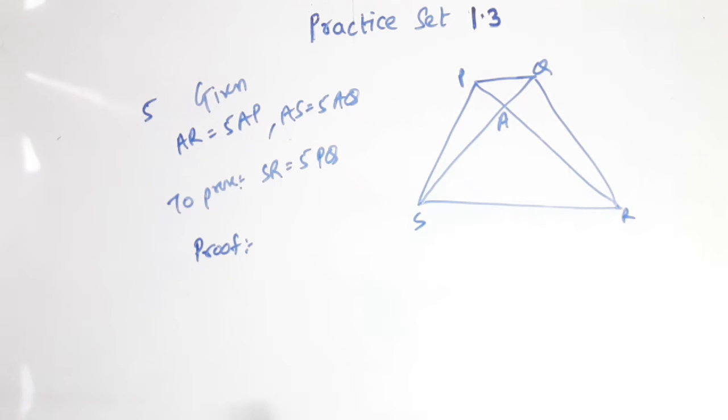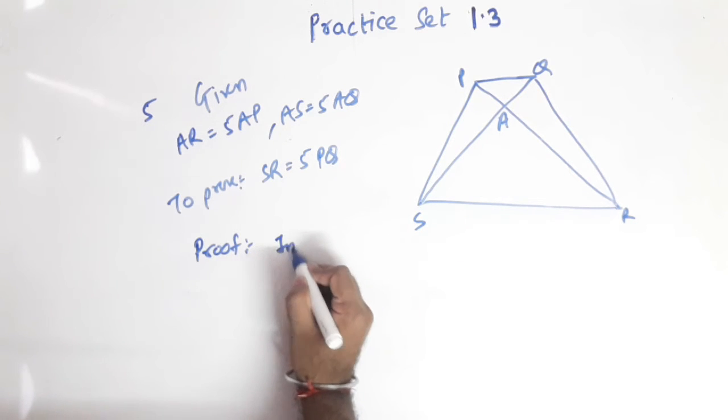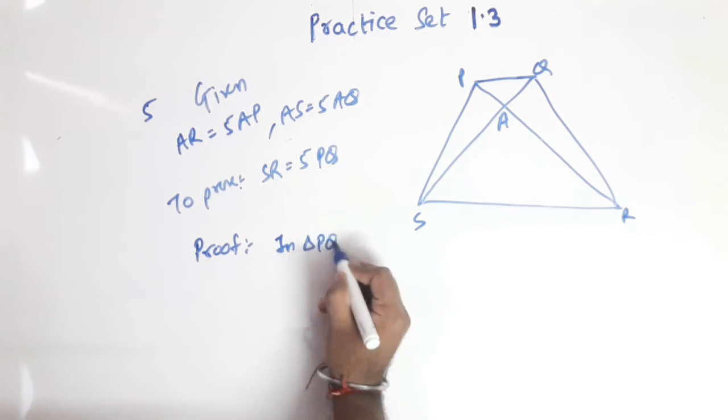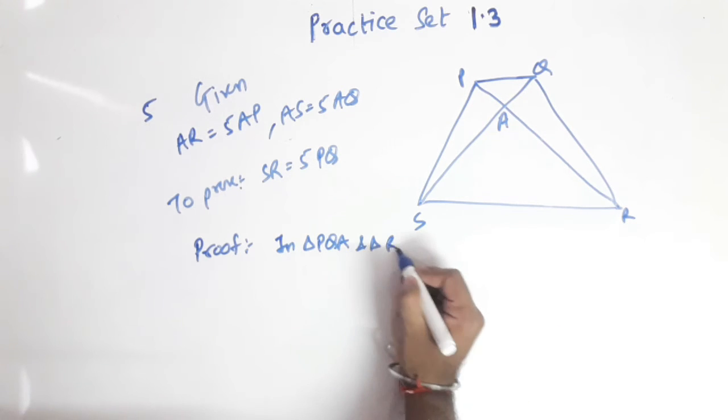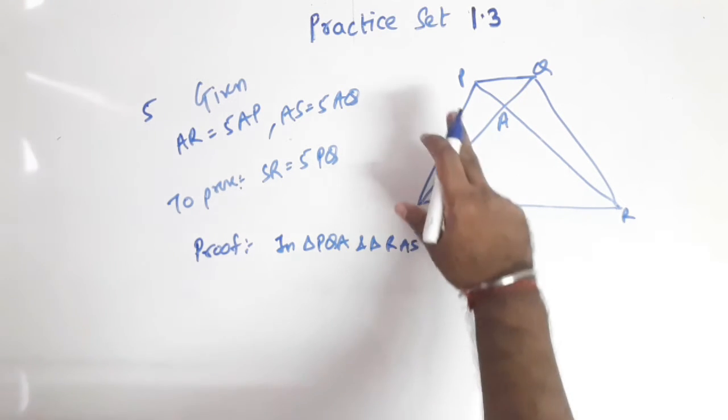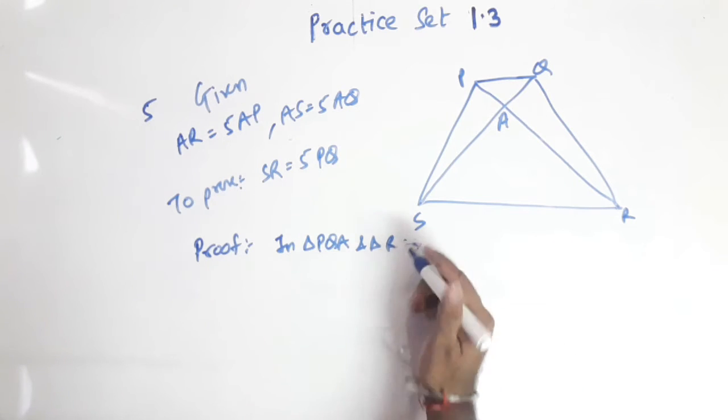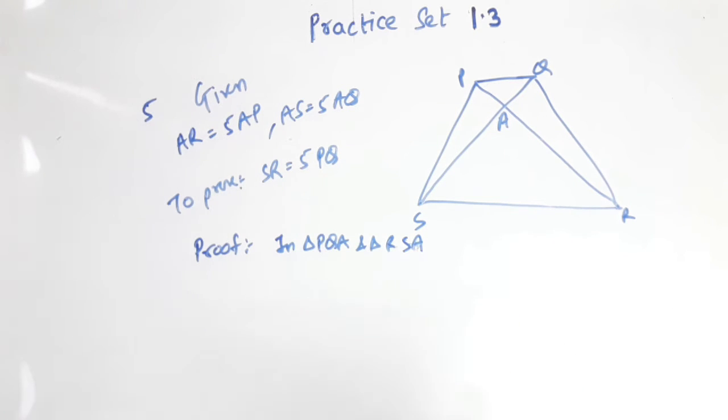Okay, then in triangle PQA and triangle RSA. Fine, while writing in triangle and triangle, but while writing the similarity, you have to write the correspondence correct.